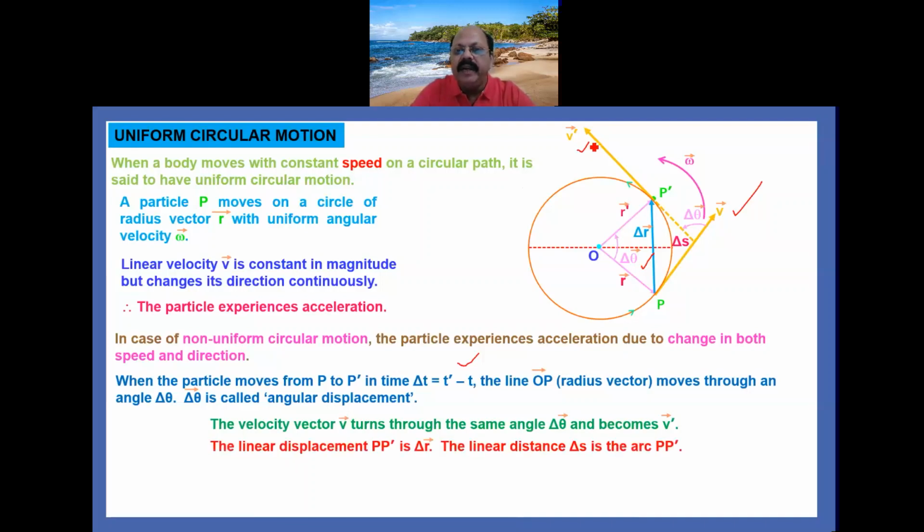The linear displacement, which we are representing by joining P and P dash, is delta r vector, the linear distance. Then delta s is the arc of PP dash. Then the angular velocity is the rate of change of angular displacement. So omega vector equals limit delta t tends to 0, delta theta vector upon delta t.